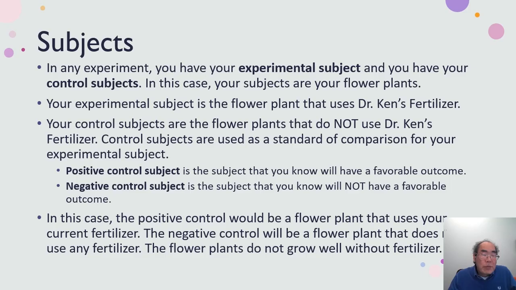We have positive controls and negative controls. A positive control subject is a subject that you know will have a favorable outcome, and a negative control subject is one that will not have a favorable outcome. So in this case, for the positive control, we'll plant a flower plant using our current fertilizer. Okay. We've used this fertilizer in the past. We know it works well. We expect the plant to grow well. And for our negative control, we'll use a flower plant that does not have any fertilizer. And we expect the negative control not to grow very well. Okay.